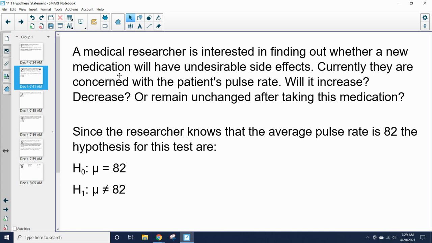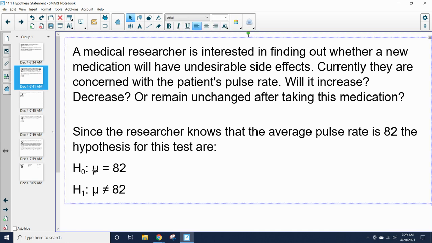Since the researcher knows that the average pulse rate is 82, the hypotheses for the test are H sub null, or the null hypothesis, is that the average is 82, and the alternative hypothesis, H sub 1, is that the average is not equal to 82. So let's talk about how they came up with these.